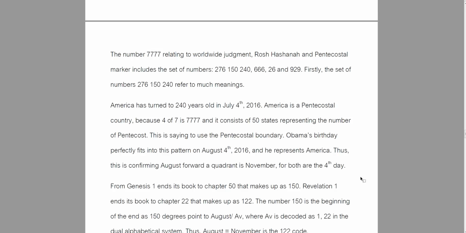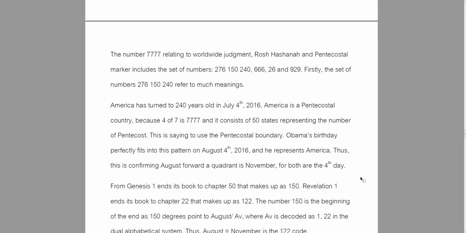And America is a Pentecostal country because it consists of 50 states, representing the number of Pentecost. And Obama's birthday is also pretty ironic because it perfectly fits in the pattern, his birthday being on the 4th of August, and he represents America. And they're connecting July and August. And it's gonna be further explained about the relation of July and August in Acts chapter 27.